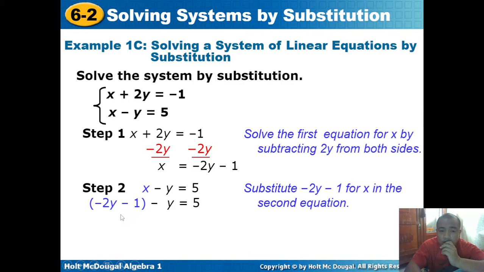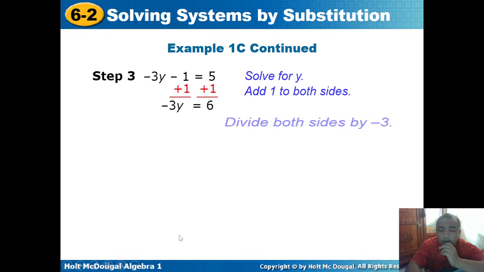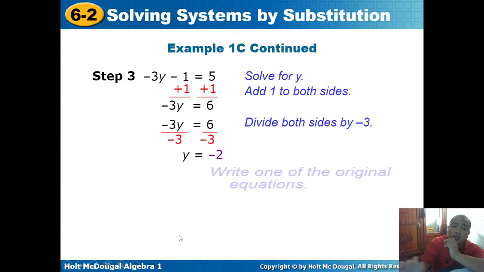From here, you can now solve for y. Negative 2y minus y is negative 3y minus 1 equals 5. 5 plus 1 is 6. 6 divided by negative 3. Negative 2 is the answer. Yan, negative 2 yung y.